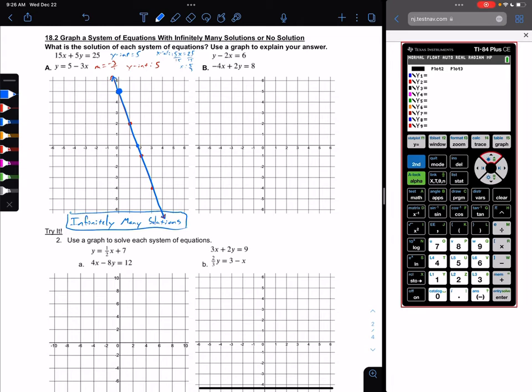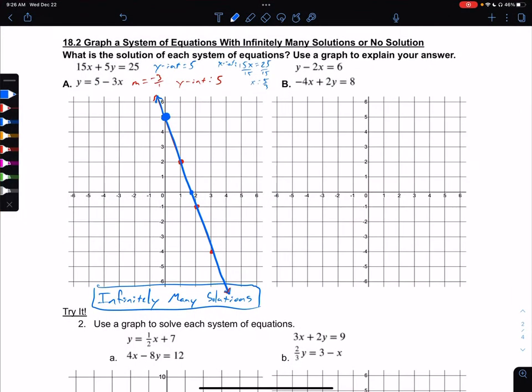So part B, let's actually get rid of this. In part B, we have y minus 2x equals 6. So I'm going to rewrite that. I'm going to move the 2x over. So I get y equals 2x plus 6, which means I have a slope of 2 over 1, and I have a y-intercept of 6. So I'm going to plot that.